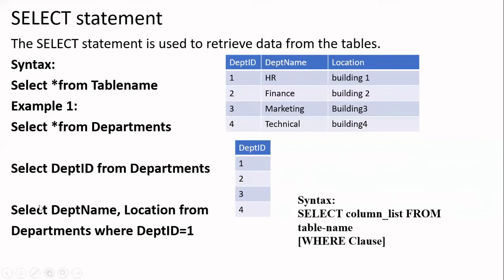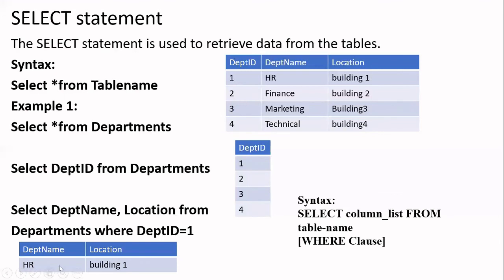So similarly, we are selecting name of department, location, from where, from select column list, 2 columns taken: department name, location, from table name. What is our table name? Department. Where, what is the clause? Condition, department ID is equal to 1. So it extracts the data as department name is HR, department ID 1 is related with HR, and building number 1. So this is the output of the select statement.